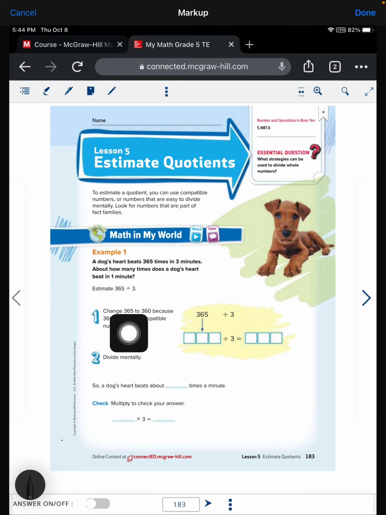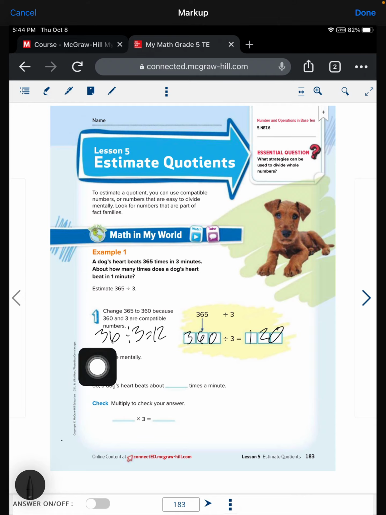They want us to change 365 to 360 because 360 and 3 are compatible numbers. If you look down the 3 column on your times table chart, you'll see that 36 divided by 3 equals 12. So we're going to use fact families here and just add in a 0 and turn this to 360 divided by 3 is 120.